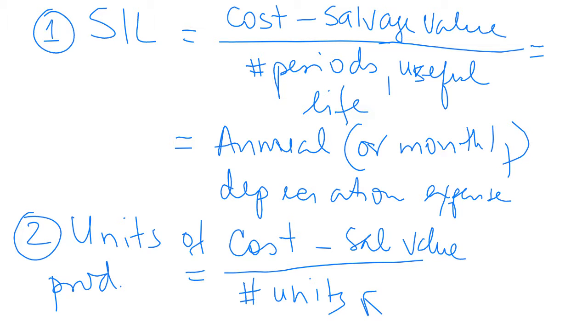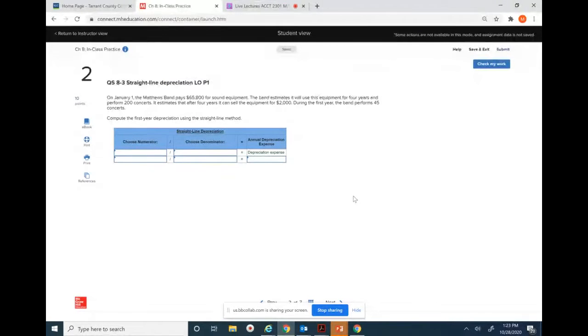I'm going back to McGraw-Hill. This time, I'm going to be computing annual depreciation expense. Because you will be given problems like that on the exam, I want you to understand the information that you're given. For any depreciation, you need to know what the acquisition cost is. In this case, the Matthews Band paid $65,800 for sound equipment. Well, that's what we will use as our cost.